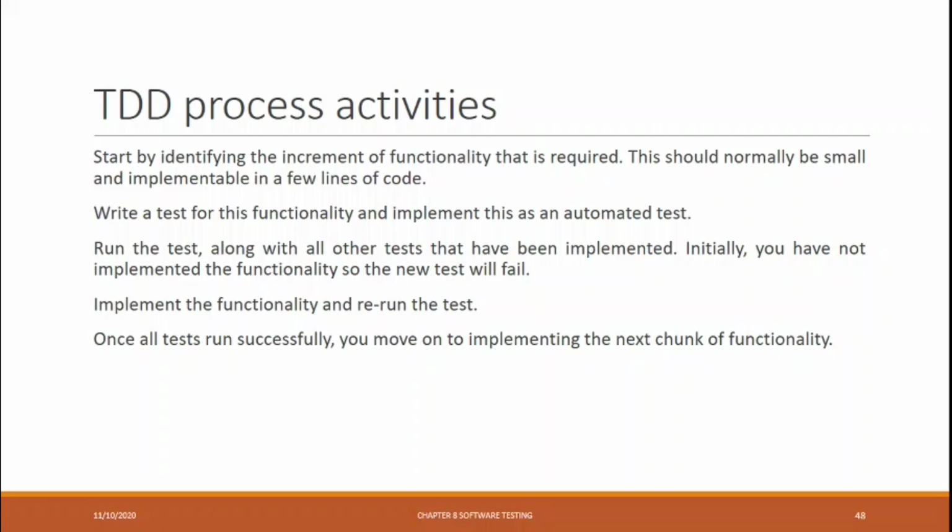So what are the process activities? One is start by identifying the increments of the functionalities that is required, write a test for these functionalities and implement this as an automated test. Run the test along with all other tests that have been implemented. Implement the functionalities and rerun the test. Once all the tests are run successfully, you move on to implementing the next chunk of the functionalities.